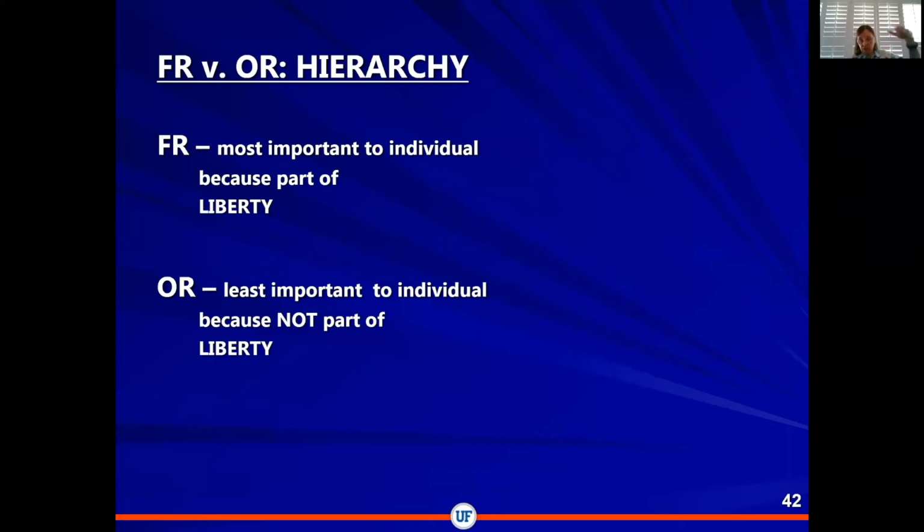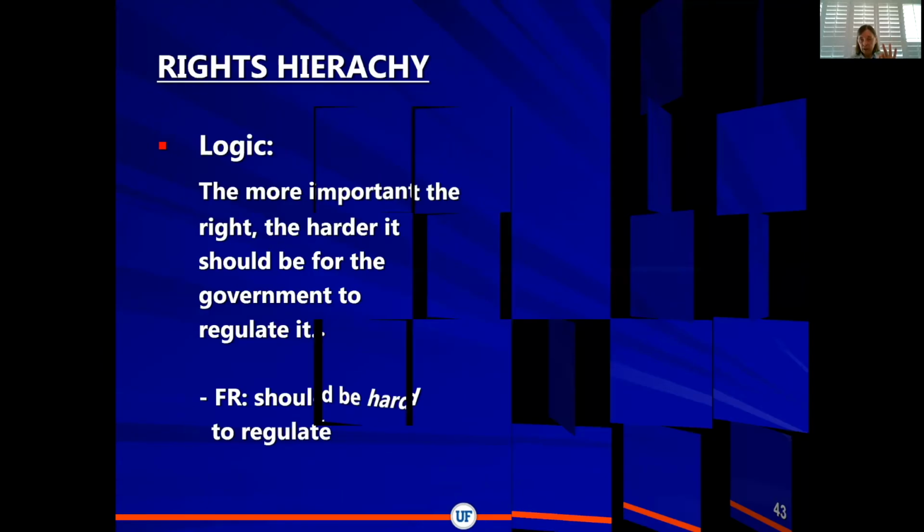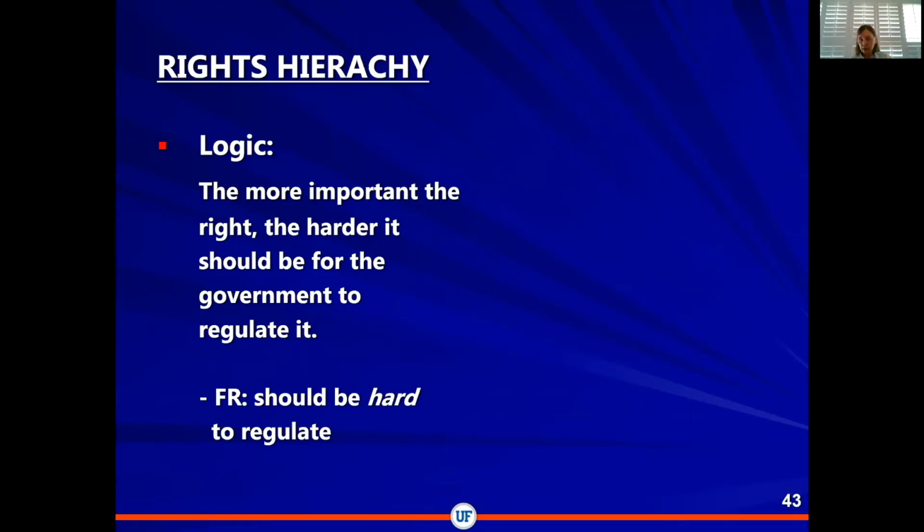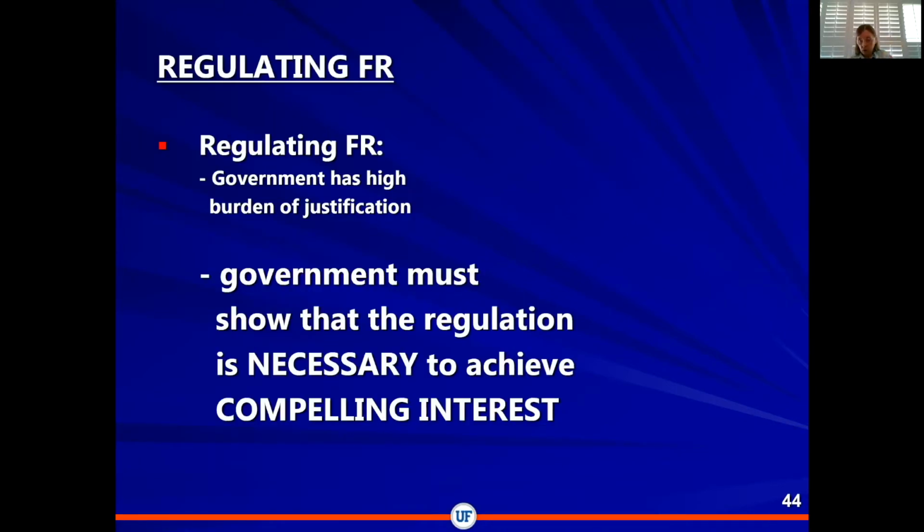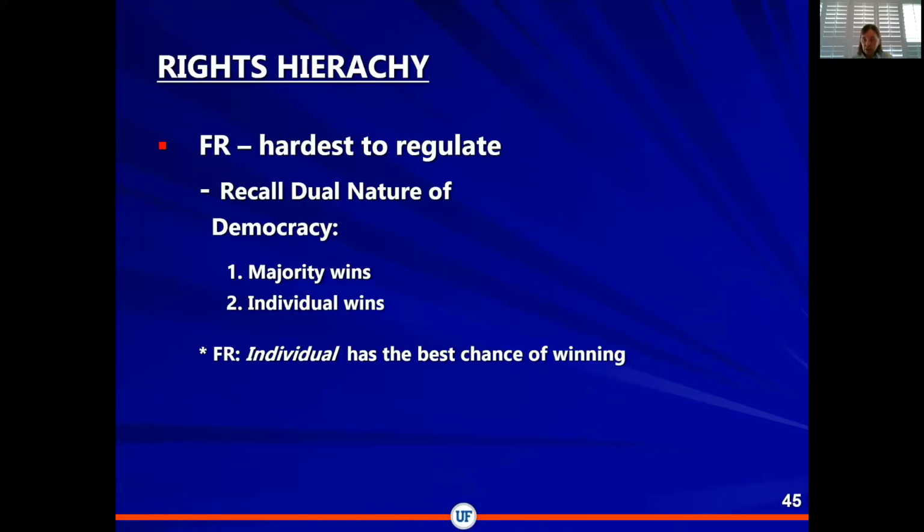Visually, I try to represent this as a hierarchy. The fundamental rights I put at the top of the importance scale, and ordinary rights are at the bottom, and fundamental rights are part of our liberty. So the logic then kicks in: the more important the right, the harder it should be for the government to regulate it. Fundamental rights should be hard to regulate in our democracy. So the court said those laws have to meet strict scrutiny. They have to be necessary to achieve a compelling state interest. That's a higher burden than rational basis.